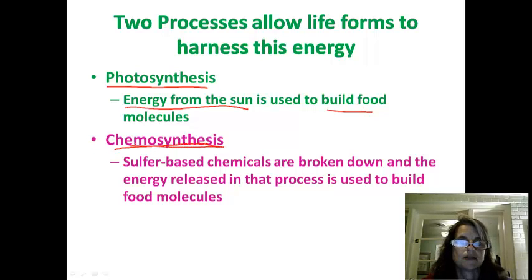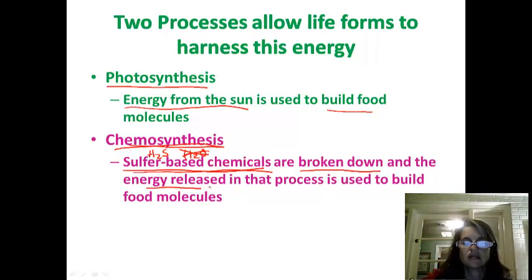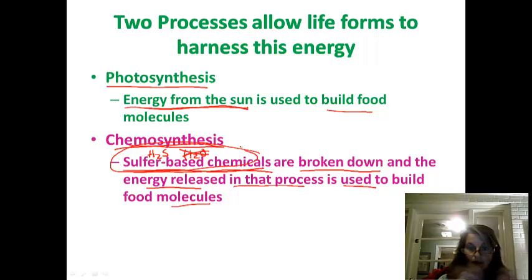So chemosynthesis is the other process that harnesses that chemical energy source coming out of the earth. What is coming out of those vents are sulfur-based chemicals, actually H2S, hydrogen sulfide, which kind of looks like another famous compound, H2O, but it's not that, though very similar in the way it's used by these organisms. Sulfur-based chemicals are broken down and the energy released in that process is used to build food molecules. So just like the energy from the sun up here is being used to construct food molecules, the energy in these chemicals is released and used to build food that organisms can use, okay?